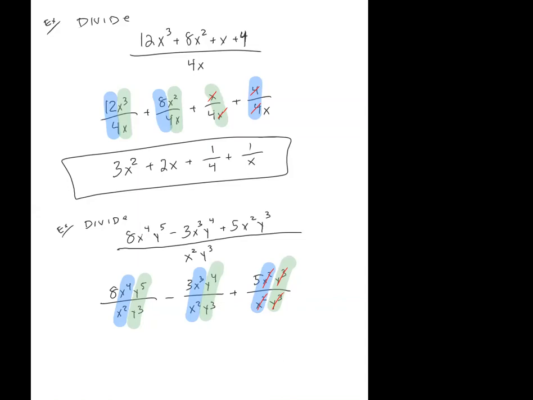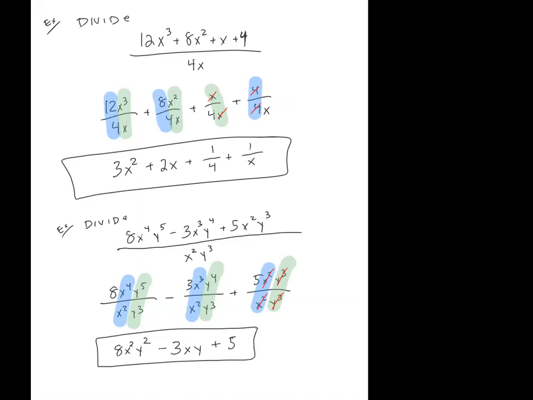The first term will be 8 what? 8x squared. 8x squared y to the power of what? 2. Good job. Minus 3 what? xy. Good job. Plus, we cancel. 5. There you go. Very good.